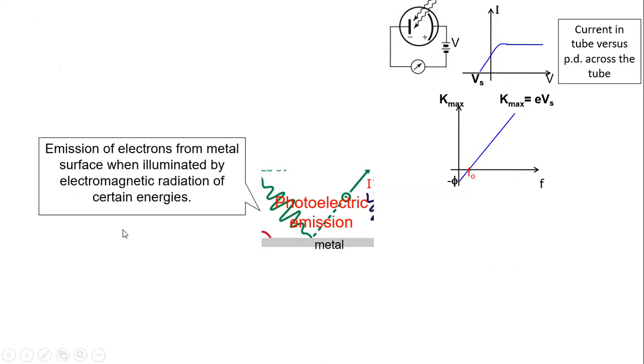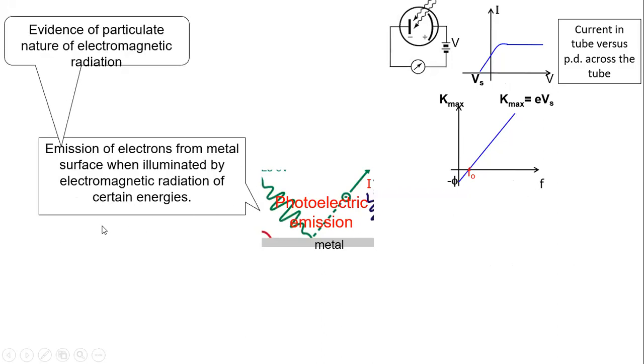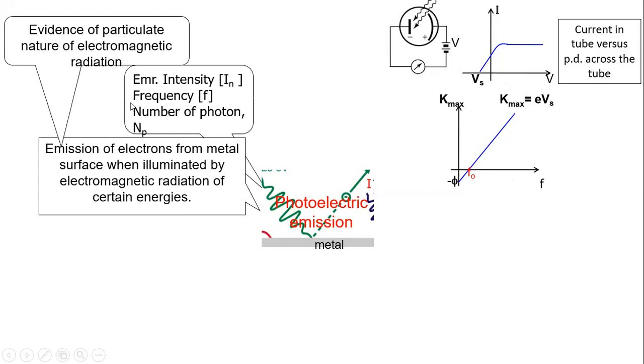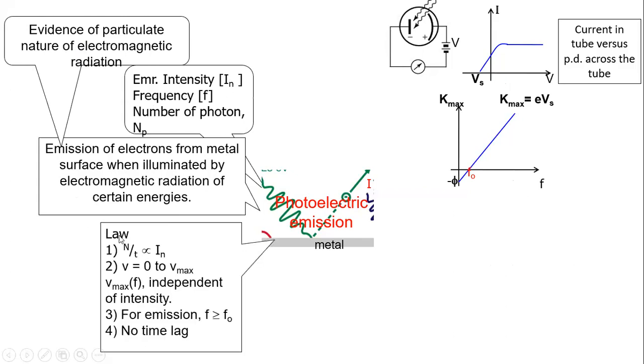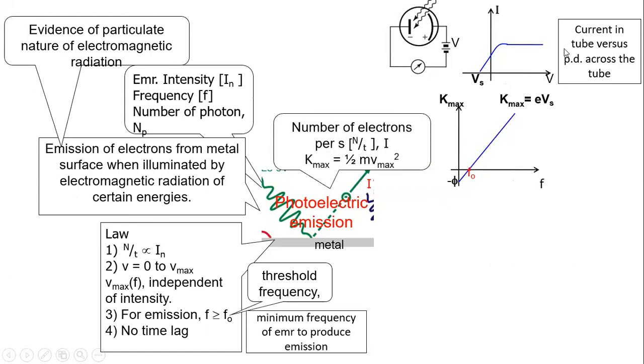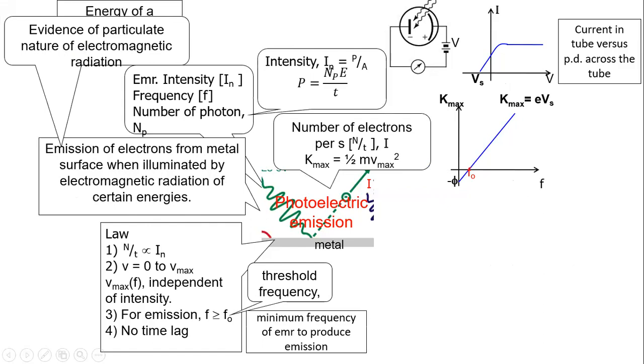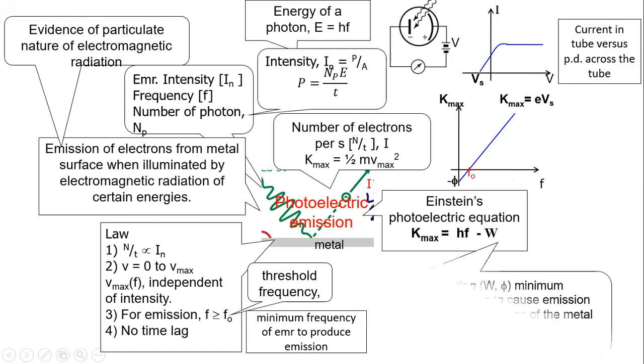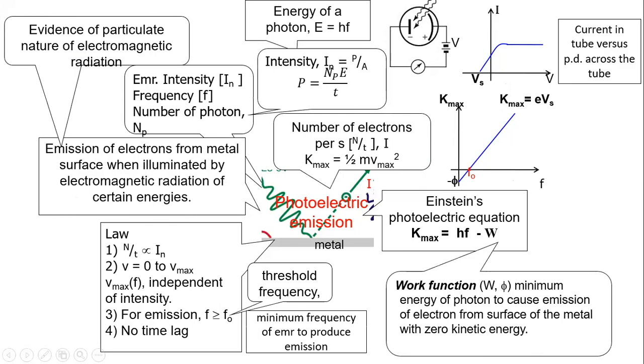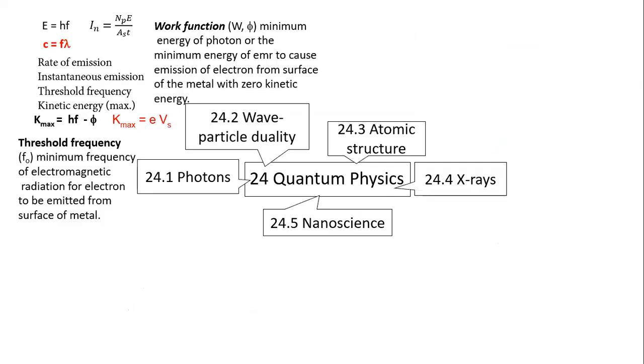So these are things that you need to know. What is photoelectric emission, and why it is evidence for the particulate nature of electromagnetic radiation, and then all the parameters. All these are the laws you need to remember. The graph you need to remember, and all the parameters. Or draw your own. This is my own mind map. You can draw your own mind map to help you remember, on a piece of foolscap paper. So we have completed all this part.